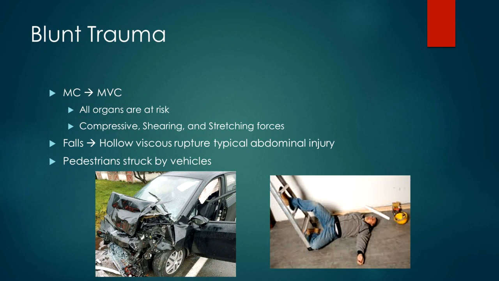So, blunt trauma, here we see most commonly is motor vehicle accidents. All organs are at risk because in motor vehicle accidents, you get all kinds of forces. You get shearing and stretching forces. You get compressive forces. You can get penetrating forces. They're not good. Falls, typically you'll see hollow viscus rupture is one of the most typical abdominal injuries. And then the auto-peds, again, can have significant blunt trauma.